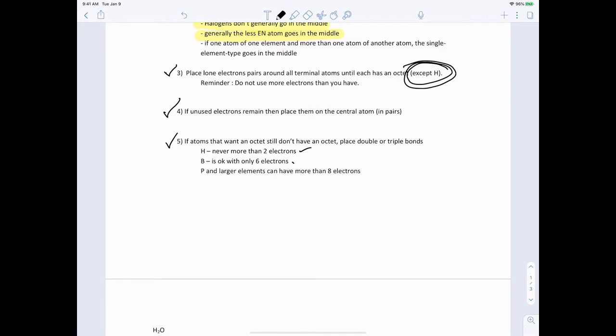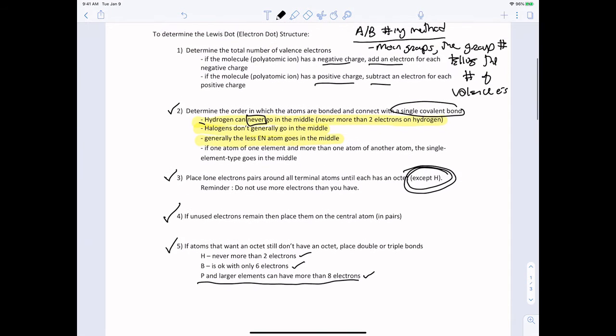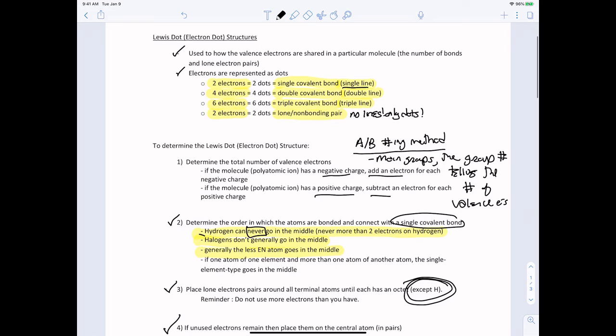Boron's okay with only 6. It's actually neutral with 6 electrons. And then phosphorus and elements that are bigger can actually have more than 8, right? Their outermost electrons are in the 3rd shell. In the 3rd shell, I have d orbitals available, so I can have more than 8 electrons. So again, if you need these rules, they are posted for you.